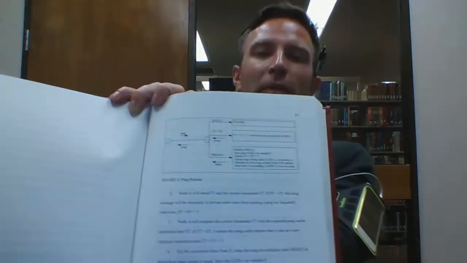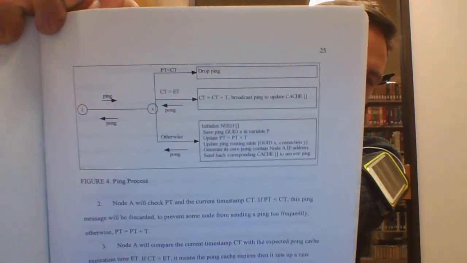Figure 4 shows the ping pong flow. First, node Z sends a ping message to node A with GUID X. The ping process is shown in figure number 4. You can see here that you have all the information you need.